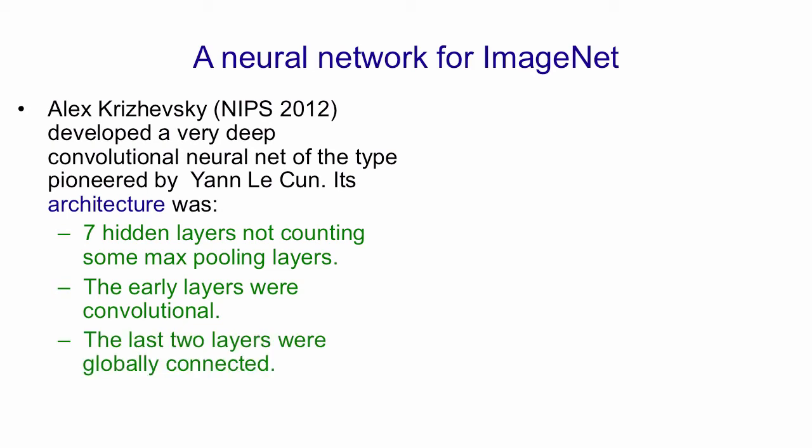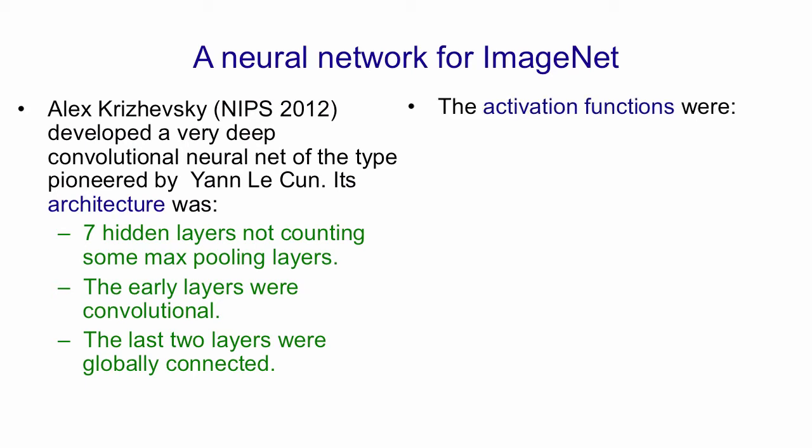The last 2 layers were globally connected, and that's where most of the parameters are. I think there's about 16 million parameters between each pair of those layers. What the last 2 layers are doing is looking for combinations of local features that were extracted by the early layers, and obviously there's combinatorially many combinations to look for, and that's why you need a lot of parameters there.